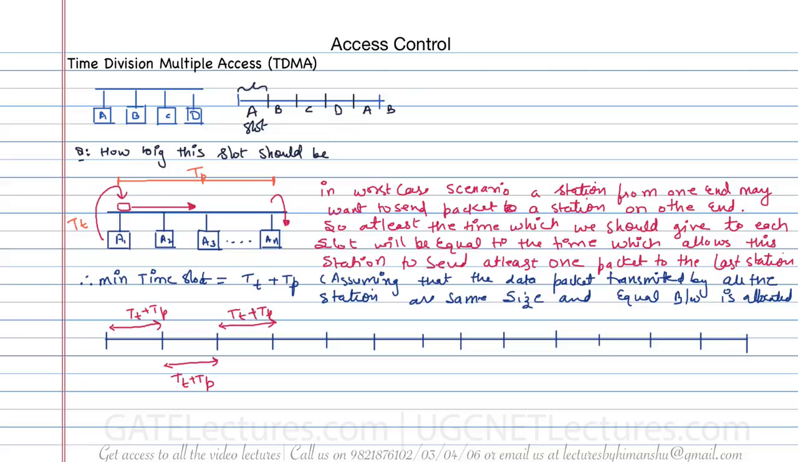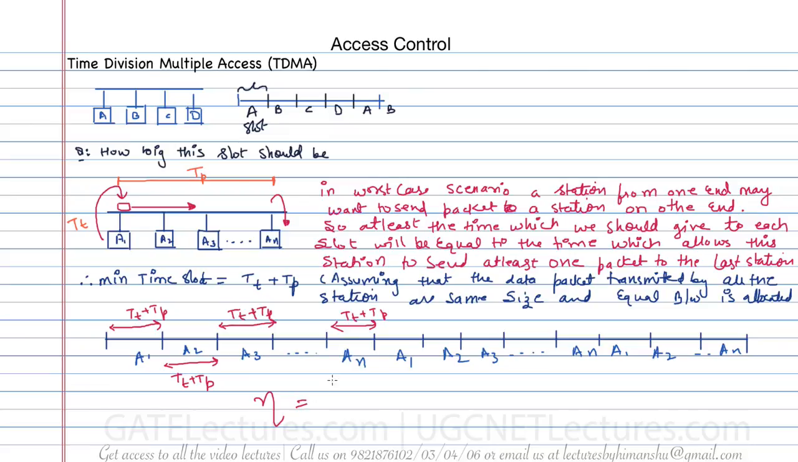Okay, so for example what we can do is, in the above example I can give this slot to station A1, this slot to station A2, this slot to station A3, and so on. I can give this slot to station N. Again, in a round robin manner, I will be giving slots to station A1, A2, A3, up to station AN, and it will repeat, right? So you can say the size of every slot should be equal to TT plus TP, where TP is the maximum propagation delay which you can get from this channel.